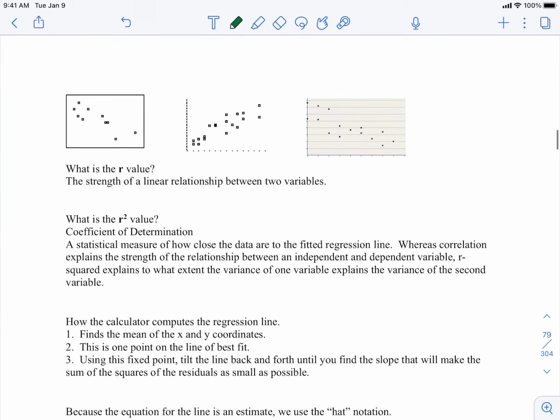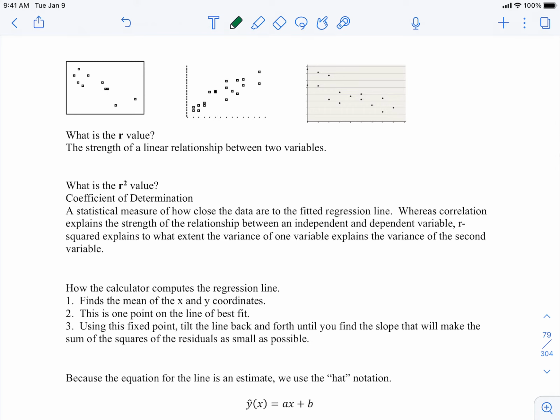All right, so looking at our scatter plots again, the R value is the strength of the linear relationship between two variables. The R squared value is the coefficient of determination. This is a statistical measure of how close the data are to the fitted regression line. Whereas correlation explains the strength of the relationship between an independent and dependent variable, R squared explains to what extent the variance of one variable explains the variance of the second variable.